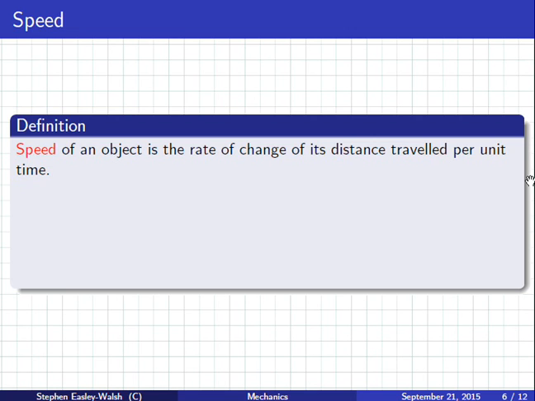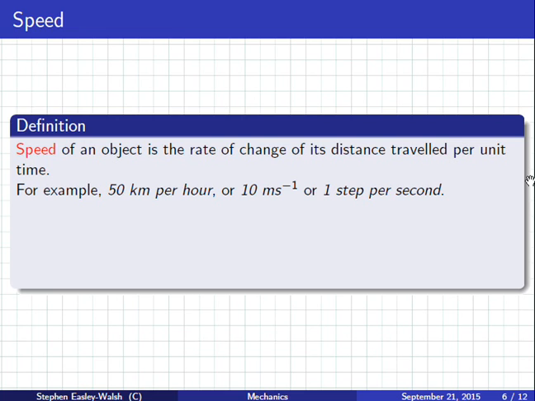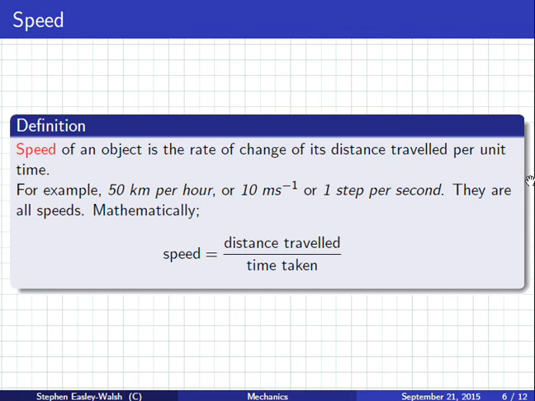So speed is the rate of change of distance per unit time. So, for example, 50 kilometers per hour, or 10 meters per second, or one step per second. These are all speeds. They are the change of distance per time. So as you said, Fahad, distance divided by time, basically. And look, here's my formula. Speed is distance divided by time. Okay, so please write this down.